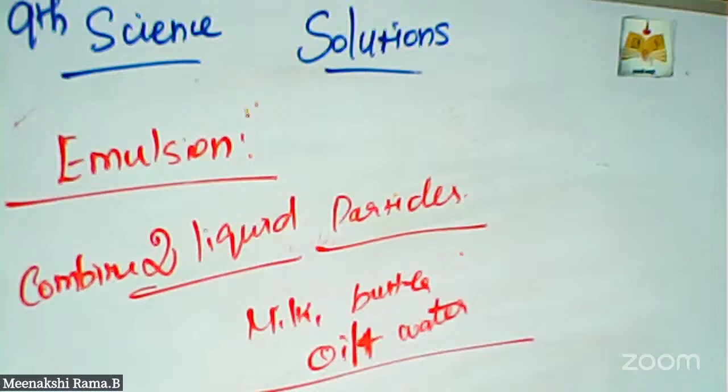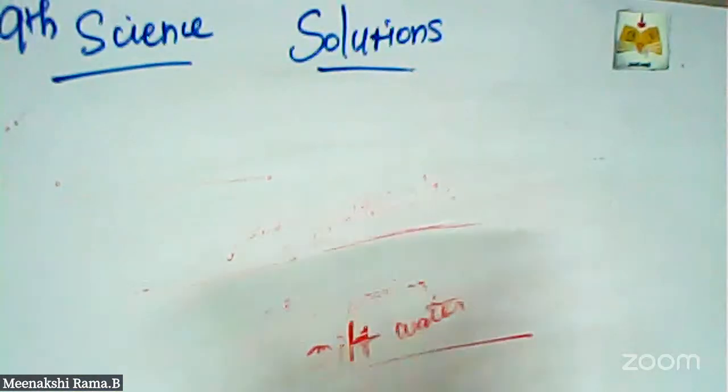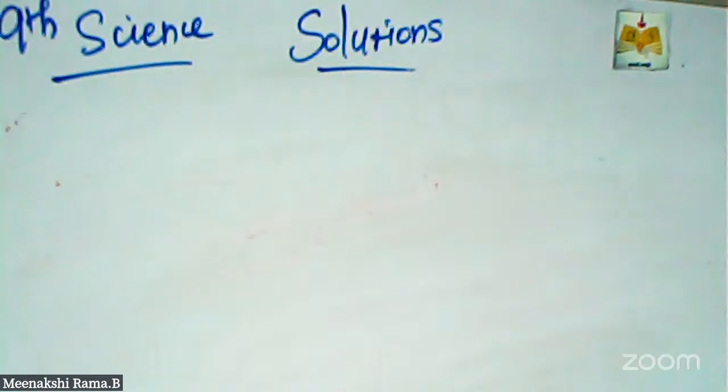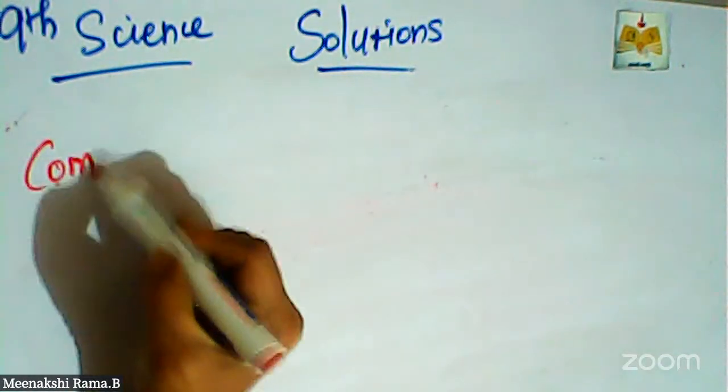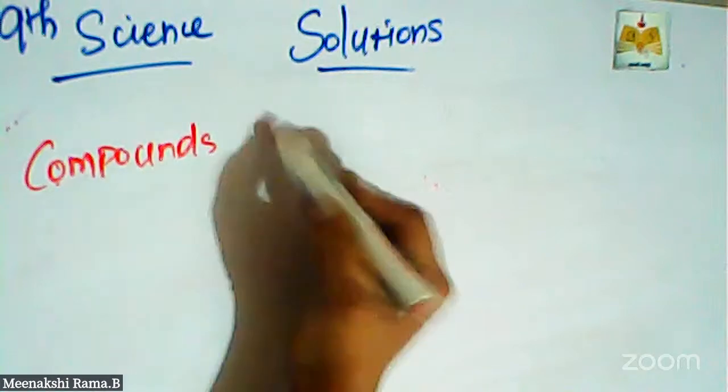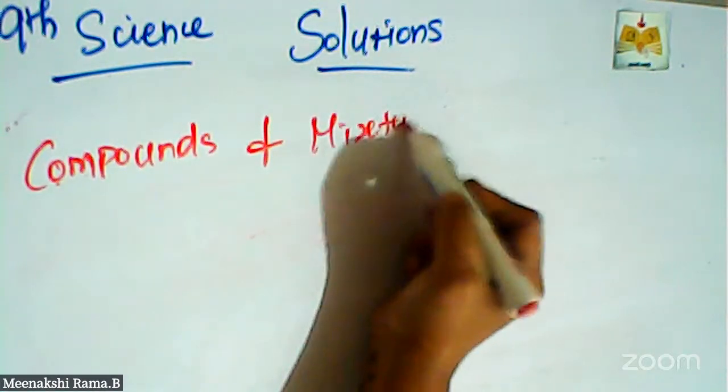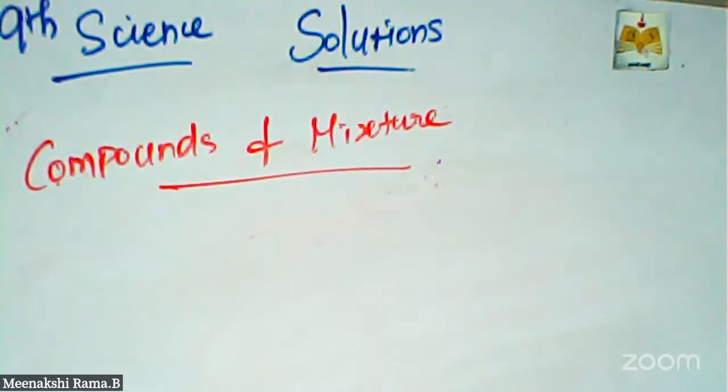So the true solution, what is colloid solution, and what is suspension. So this concept is over. Next we are going to move to another topic, compound and mixture. What is compound and mixture? Compound and mixture. This is the next heading of your syllabus. So, what is compound?